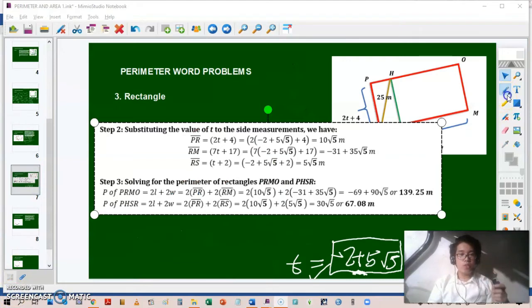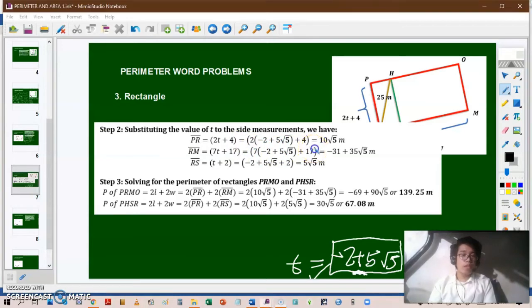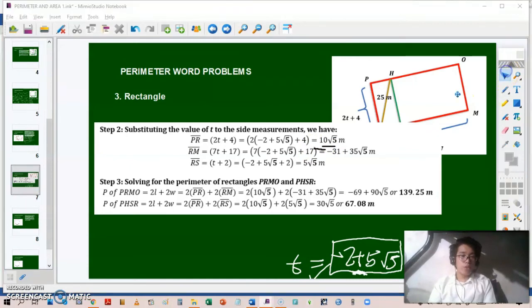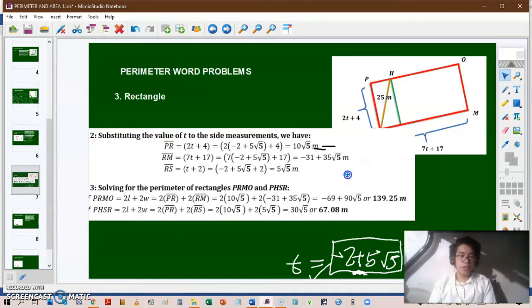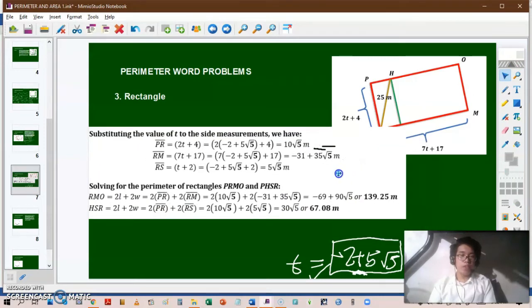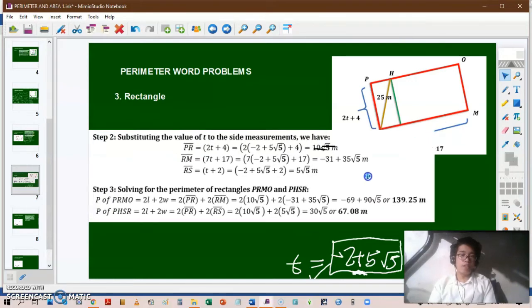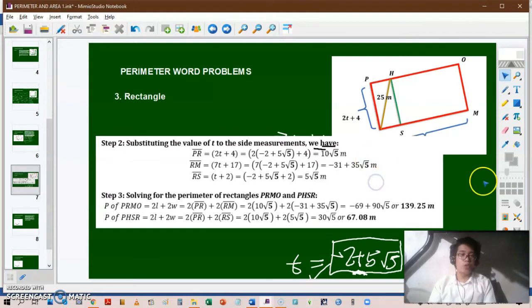Okay, so having solved the value of t, which is equal to negative 2 plus 5 square root of 5, we can substitute the value of t into 2t plus 4, so that's going to be 2 times negative 2 plus 5 times square root of 5, plus 4. So the value of segment PR is going to be 10 square root of 5, and the value of 7t plus 17 is going to be 31 plus negative 35 square root of 5 when we substitute t into 7t plus 17.